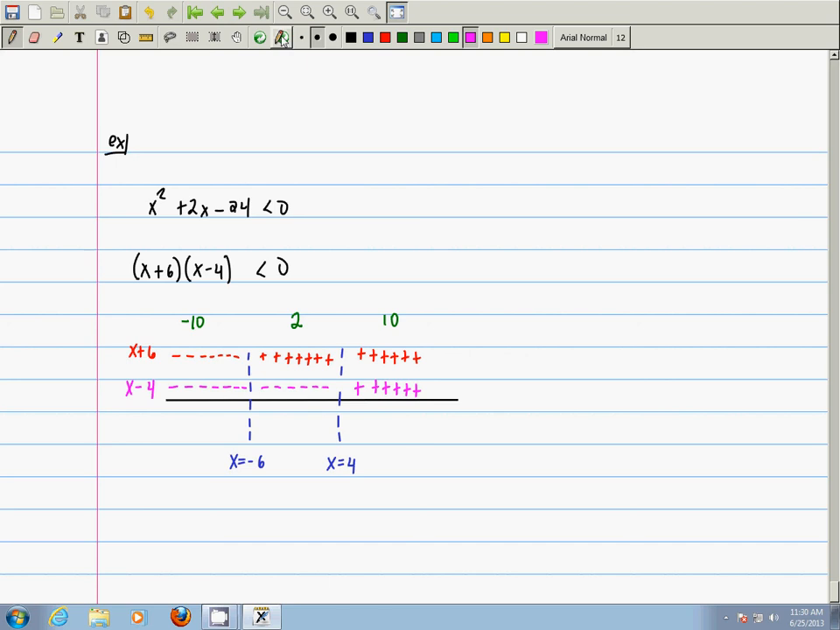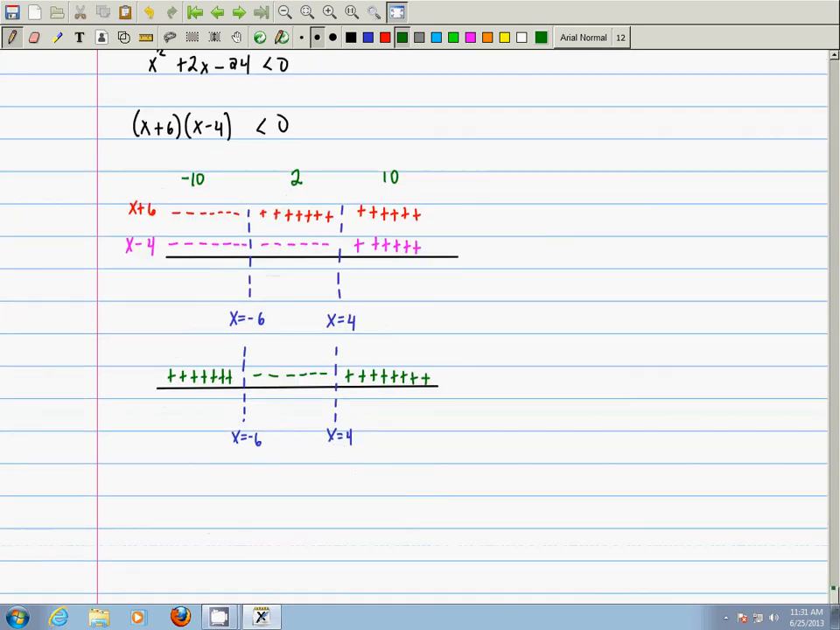So all together, when you consider all possible products, the product of two negative things is positive. The product of positive and negative is negative. The product of positive and positive is positive. We wanted to know when the thing was negative. So the solution is what?